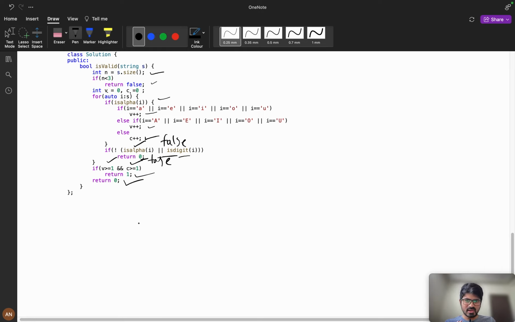So I think you understood what exactly we are doing. Here, guess the time complexity. I think you have guessed it, it will be order of n, and we are not using any extra space, so it will be order of 1. So I think you understood it.